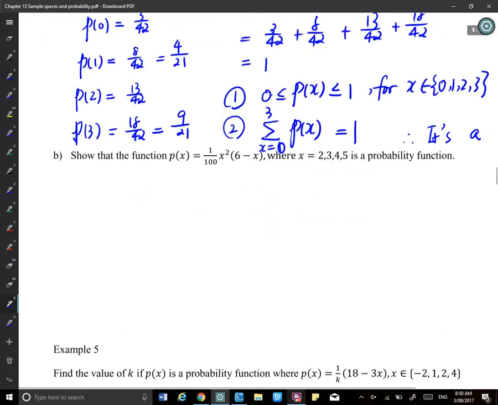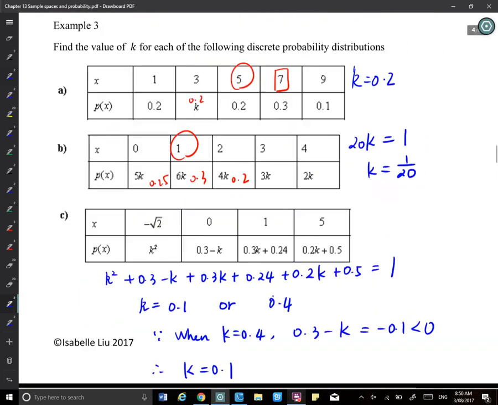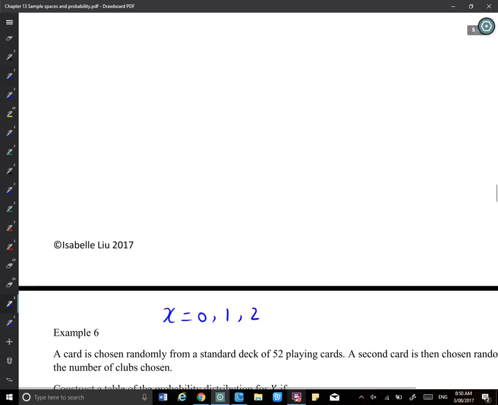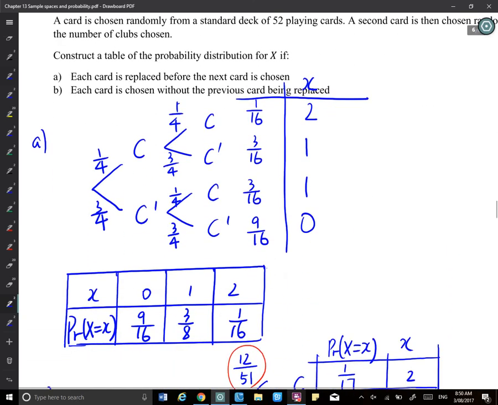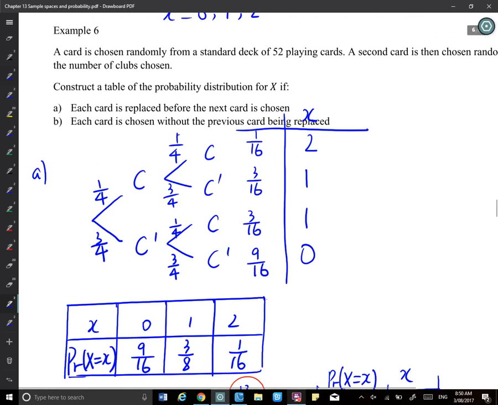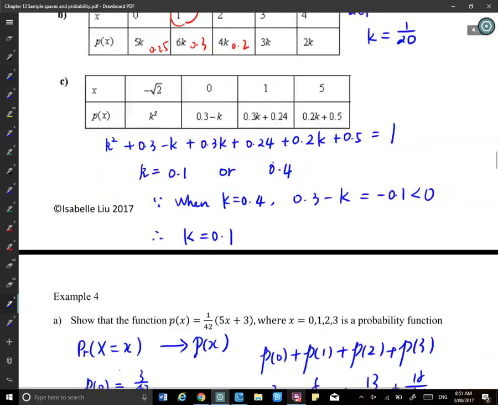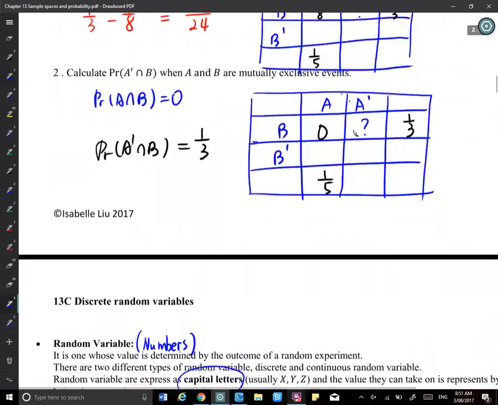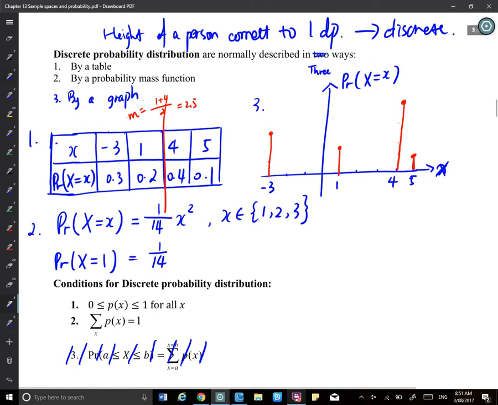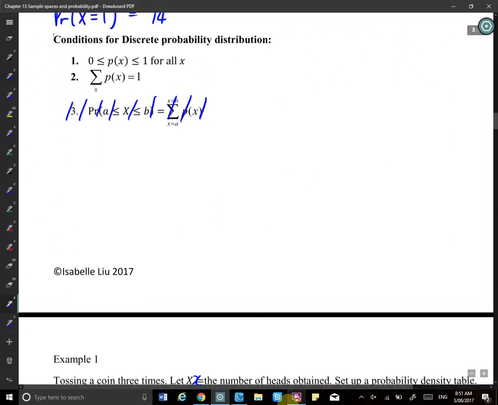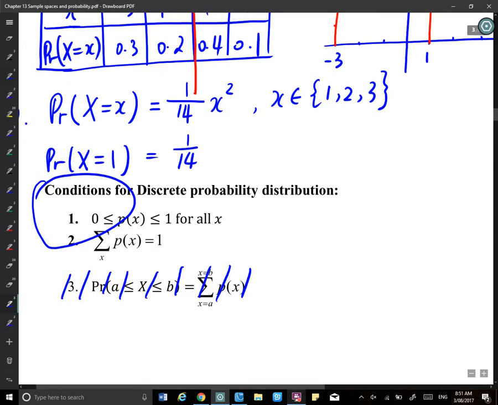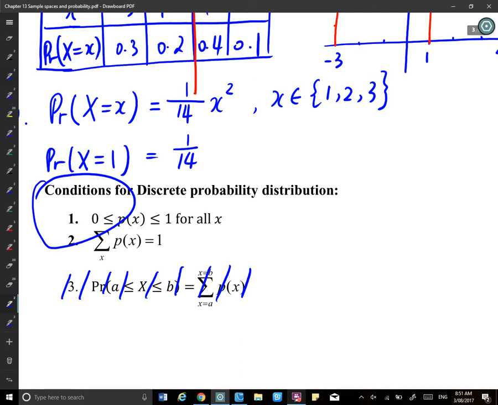And we learn how to set up a distribution table. For example, I have how to set up this table. You should be able to set up a distribution table by yourself according to the experiment given to you. And the first thing we learn is how to check the conditions for a probability distribution. So when it becomes a discrete probability distribution, you will use those two conditions.